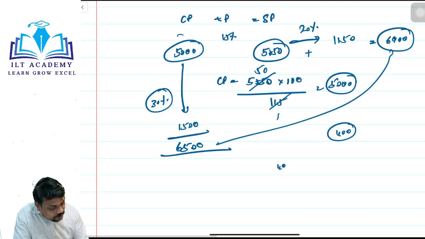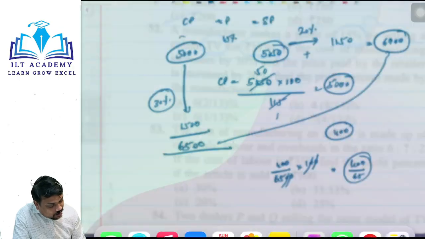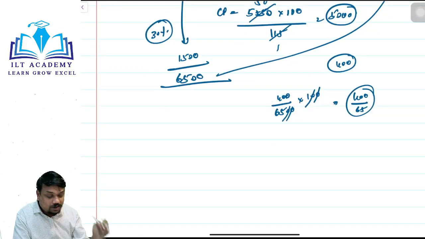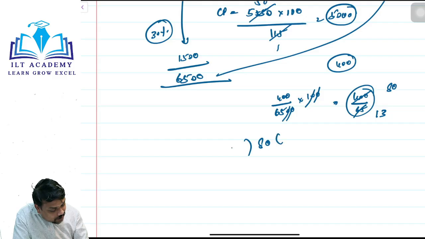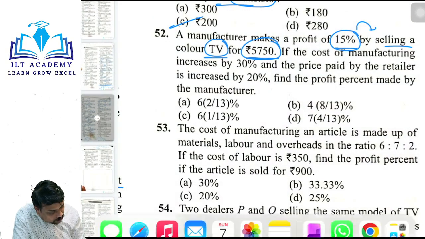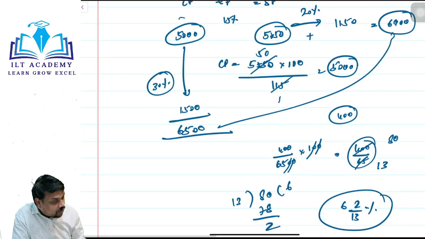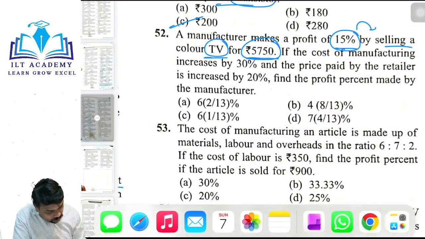So 400 divided by 6,500 into 100. 0 0 cancel. So you are left with 400 divided by 65. Clear? What are they asking in the question? They want it in percentage. Okay, very simple. What you can do is cancellation. In the 5 table, 5 8s are 40, 5 13s are 65. So 80 divided by 13. 13 6s are 78, leaving 2. So 6 2 by 13%. Any doubts? Okay, this one you know, no division. 6 2 by 13%. This is question number 52.